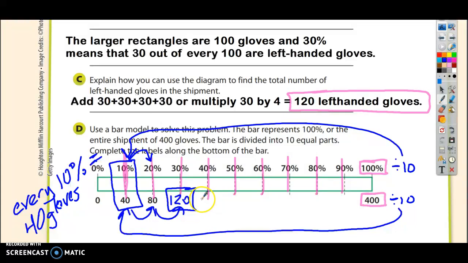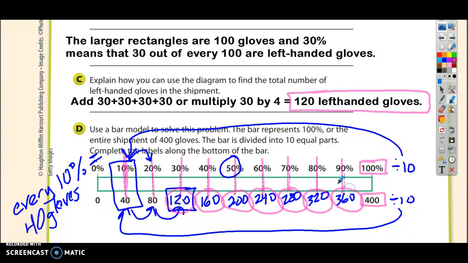40% of the shipment would be 160 gloves because I'm adding 40 again. If I add 40 again, I'd get 200. And this should make sense because what does 50% mean? 50% means half, and half of 400 would be 200. So 60% would be add another 40, so it's going to be 240, and 280, and 320, and 360. So all I did here along the bottom was I did my multiples of 40 every time. Those are just the multiples of 40. All right, good job. You're done with the Explore activity on page 215.